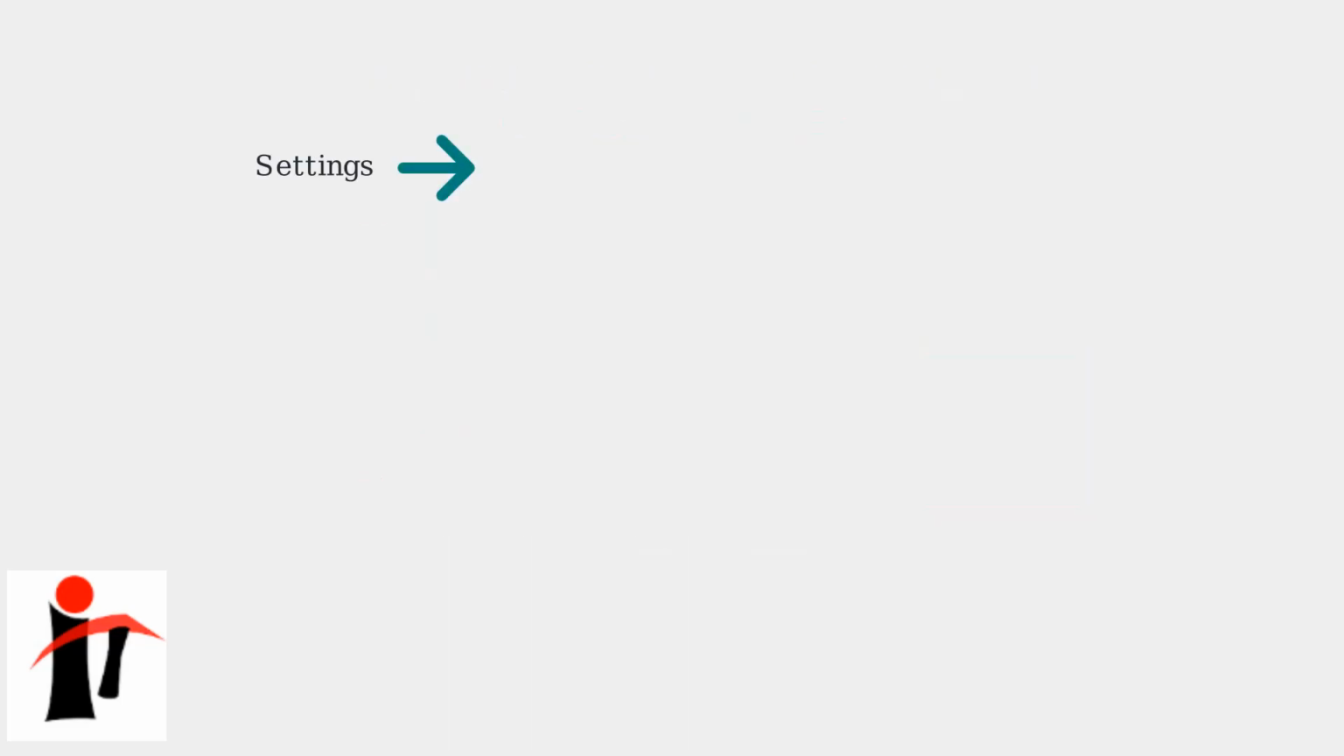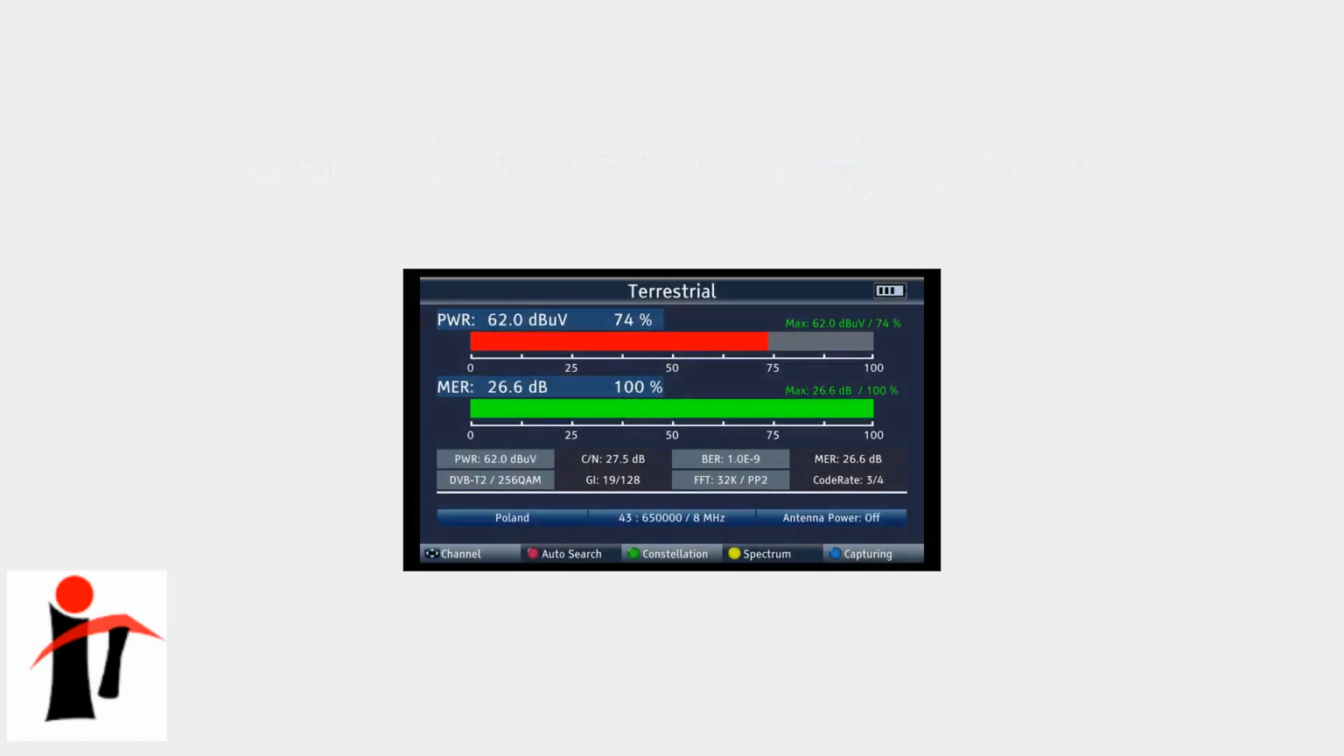If retuning doesn't solve your channel problems, the next step is checking your signal strength. Navigate to Settings, then Signal and Connection, and select Signal Test. This will display your signal strength and quality measurements. Here's what a typical signal meter looks like, showing power levels and signal quality indicators.